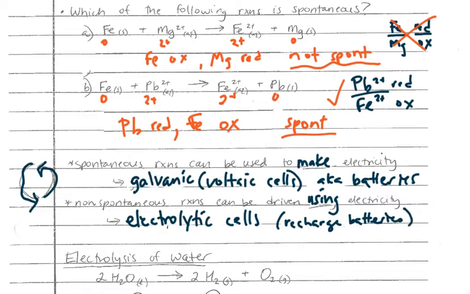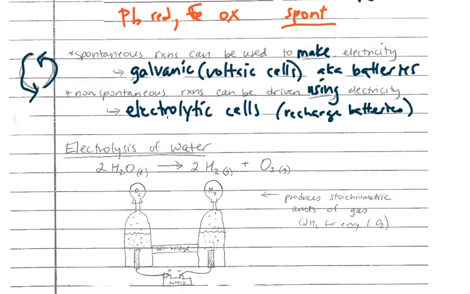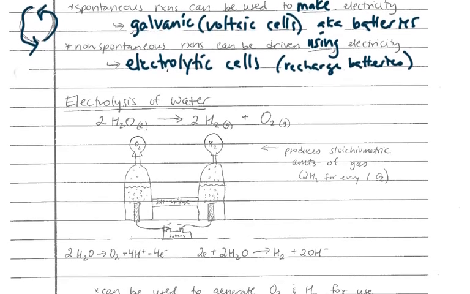If you recharge batteries, you put them into some kind of charger and you plug them in. You use electricity to basically run the redox reaction in reverse so that you can reset your galvanic cell and make the battery work again. So we've spent a lot of time talking about these galvanic cells, these spontaneous reactions. Now let's look at an electrolytic cell.